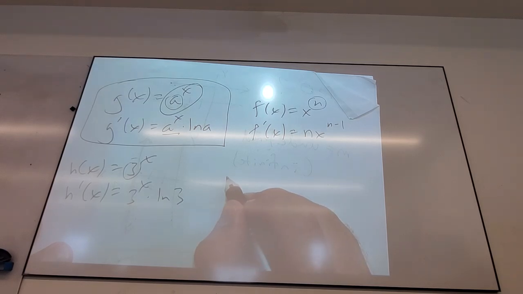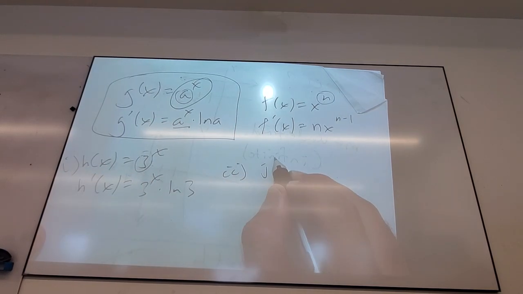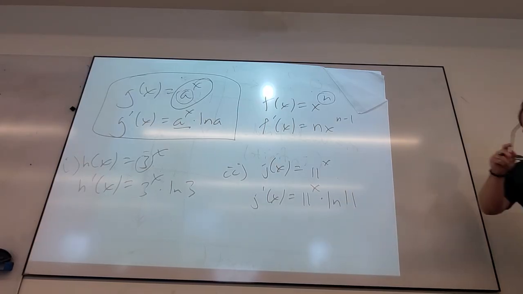So again, if I had this, what's this guy's derivative? 11 to the x times ln 11. So that's the adjustment we have to make.